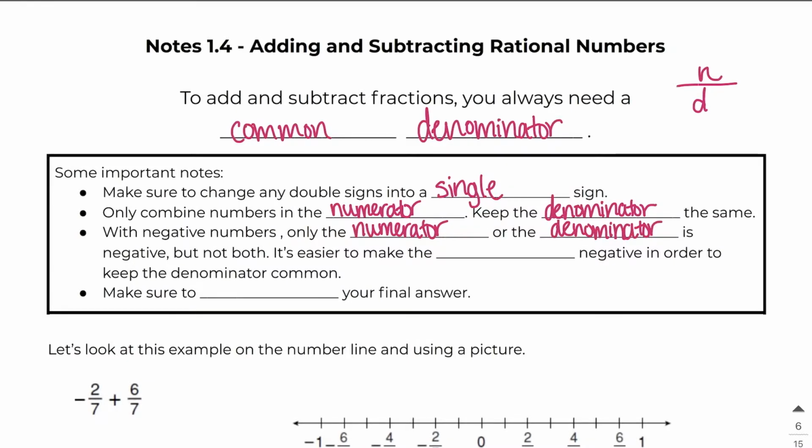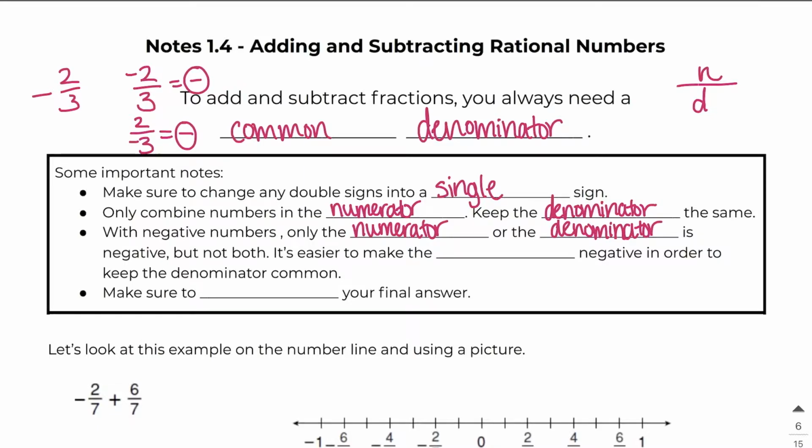What do I mean by that? So let's say, for example, we have the number 2/3, but that 2/3 is negative. So either we can say that it is -2 over +3, because a negative divided by a positive is a negative. Or we could say it's +2 over -3 because a positive divided by a negative is a negative.